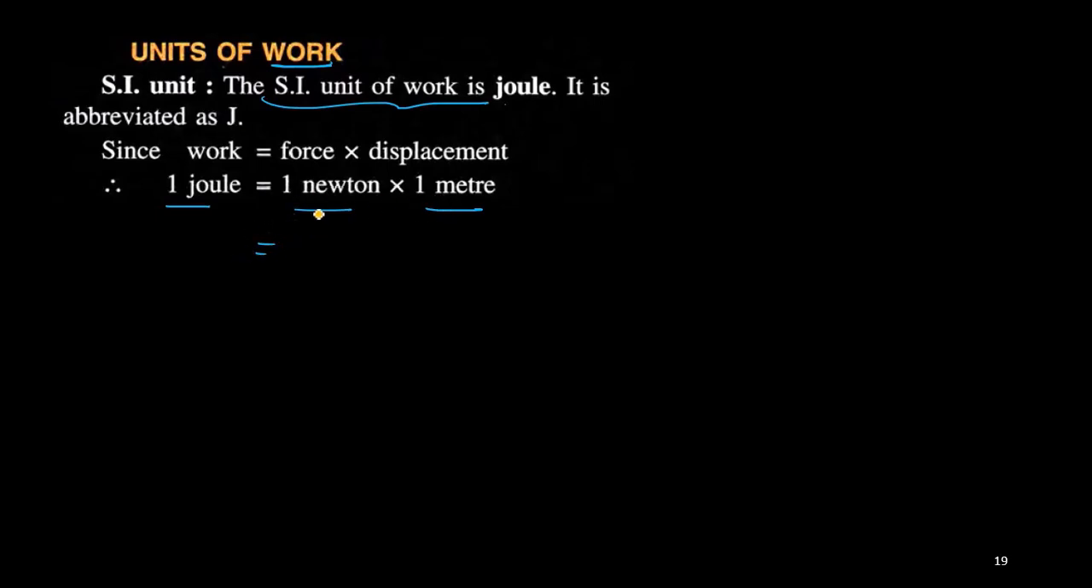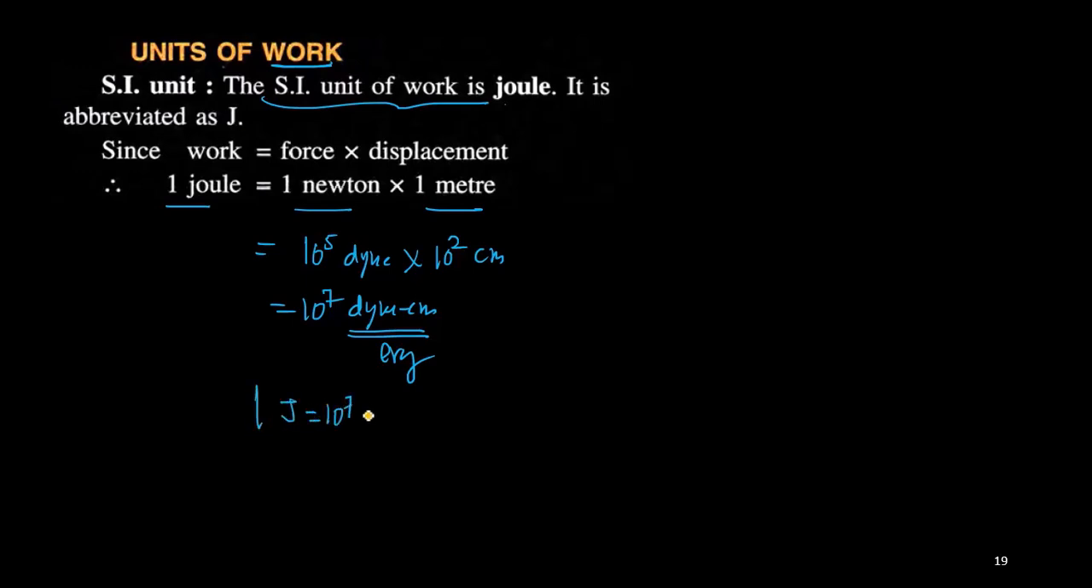And in the CGS system, 1 Newton equals 10 to the power 5 dyne. Okay. And 1 meter is equal to 10 to the power 2 centimeter. So simply I can write 10 to the power 7 dyne centimeter. And dyne centimeter is another unit in the CGS system known as the erg. Okay. So 1 joule equals 10 to the power 7 erg. This is the conversion of the SI to CGS system of unit.